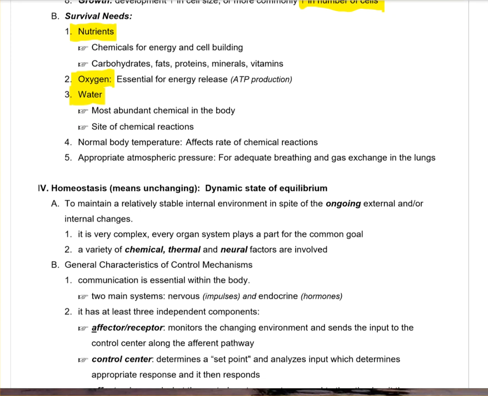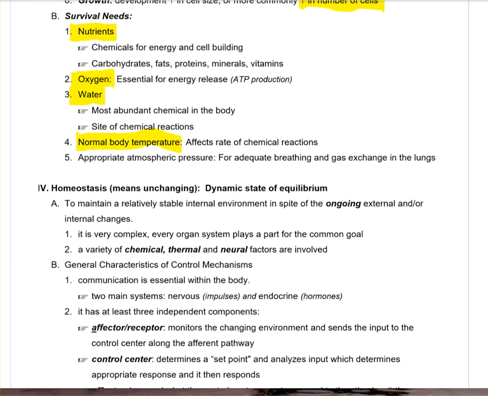The last two, you're probably pretty aware of normal body temperature because we take it sometimes when we're not feeling well to see if we have a fever. And temperature, of course, affects the rate of chemical reactions, how quickly or how slowly reactions are occurring. So we want to be at an optimal body temperature.